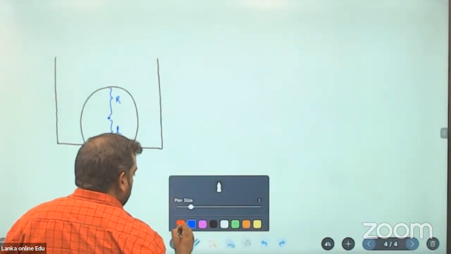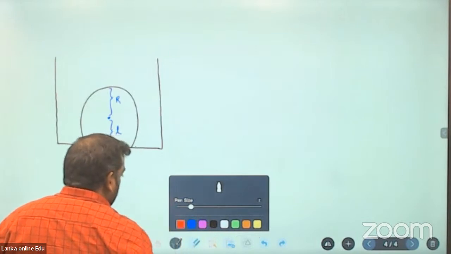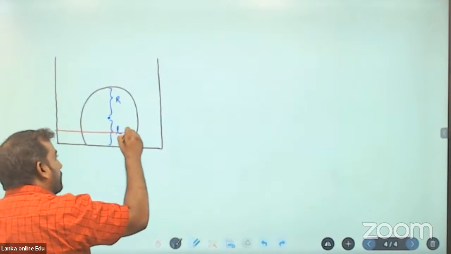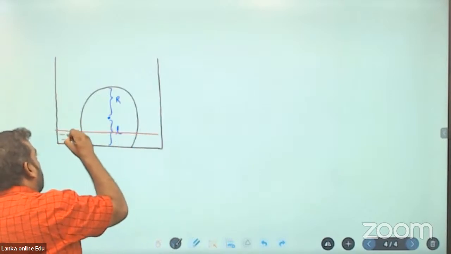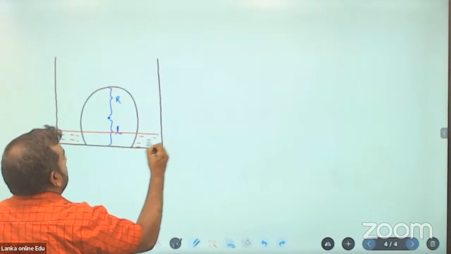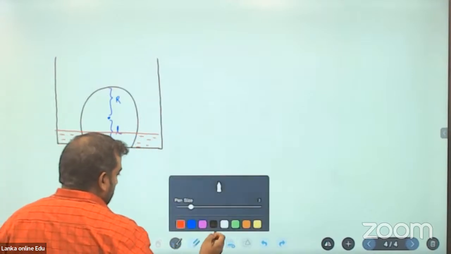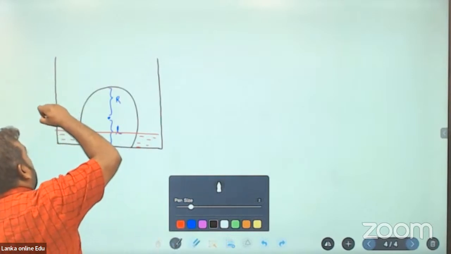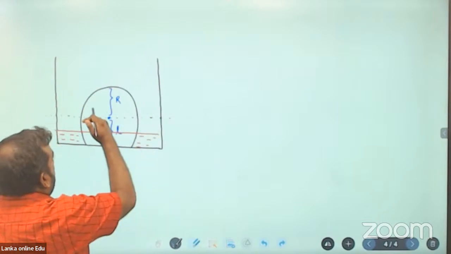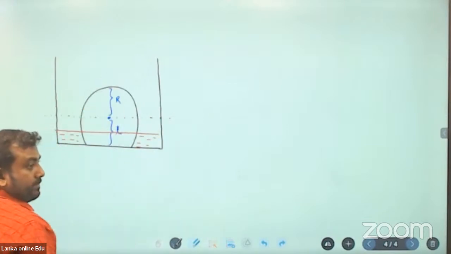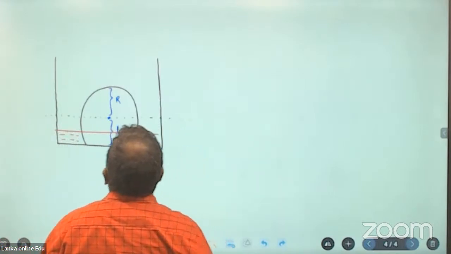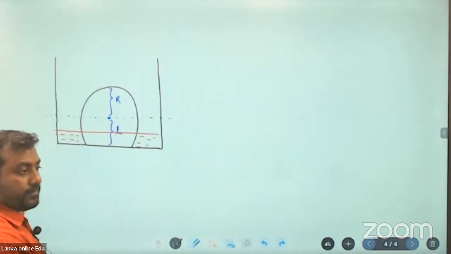Here, let me mark water. I'll mark water with red color. We are filling this with water. So I'm focusing on these locations. I'm focusing on the center line here. Below the center, above the center. Okay? Below the center, above the center. Look at this very carefully.